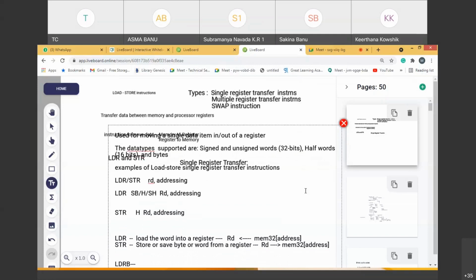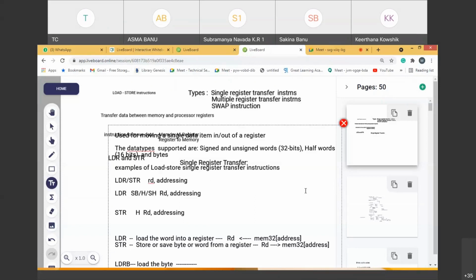Load the byte. Okay, it is loading. You can say load the byte. I'll write load the byte. It means the earlier word into a register, now load the byte. The remaining things you understand. Load the byte into a register. That is what the LDR does.